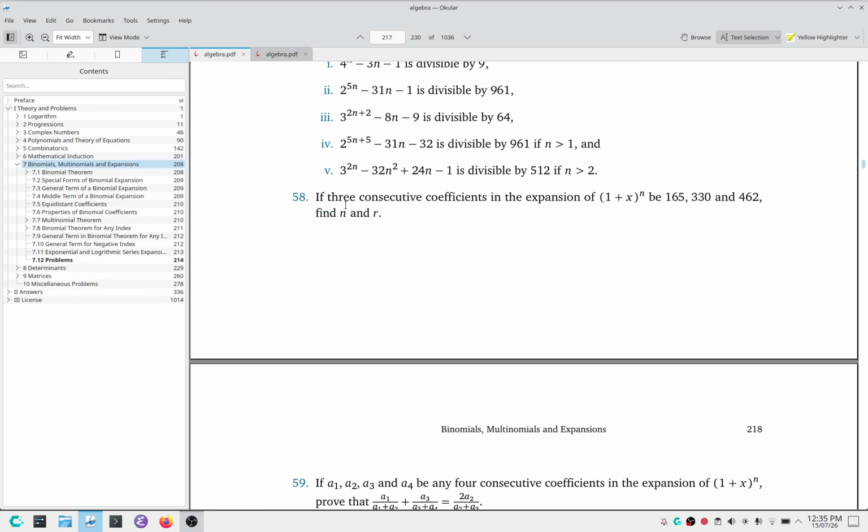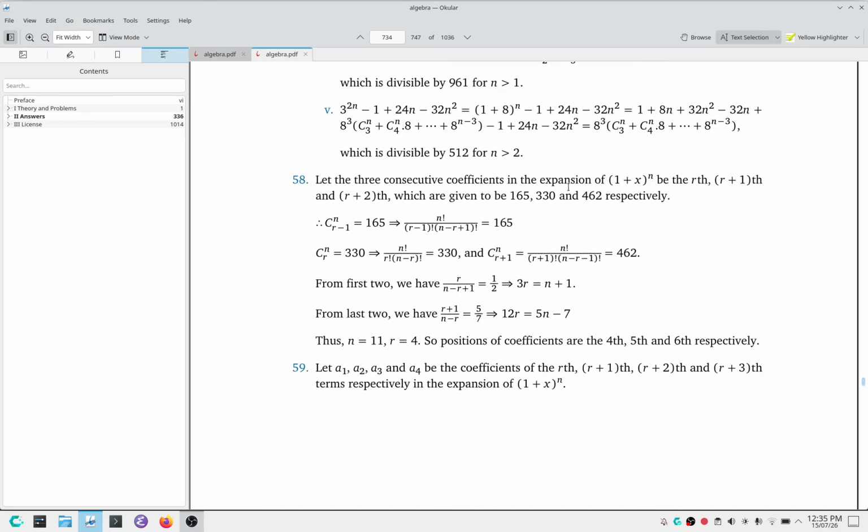Question 58 says that if 3 consecutive coefficients in the expansion of (1 + x)^n be 165, 330 and 462, find n and r. So we let 3 consecutive coefficients be those of the r, r+1 and r+2 terms. So nC(r-1) = 165, that is n! / ((r-1)! (n-r+1)!) = 165. nCr = 330, that is n! / (r! (n-r)!) = 330, and nC(r+1) = 462.